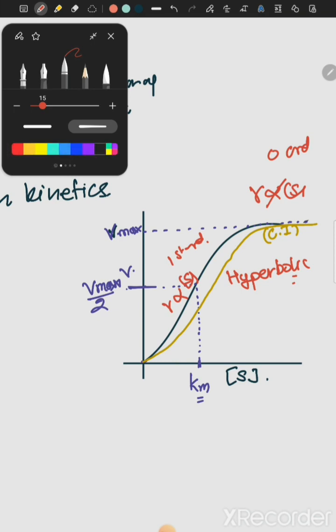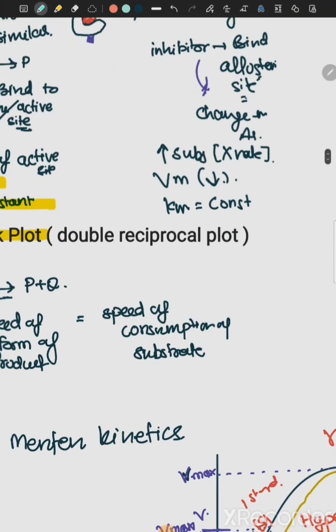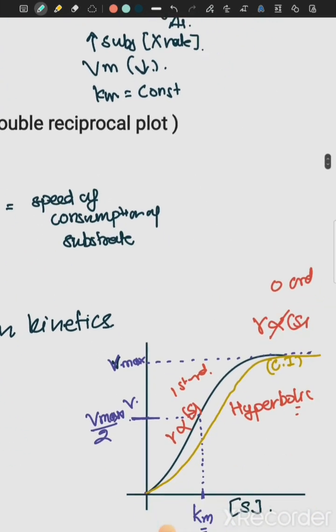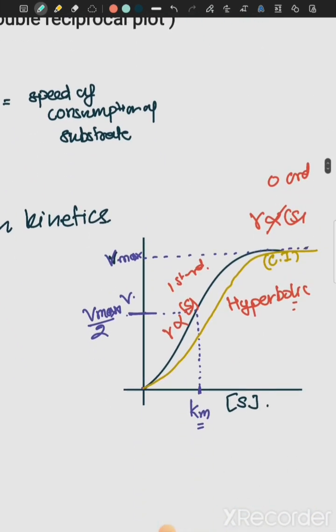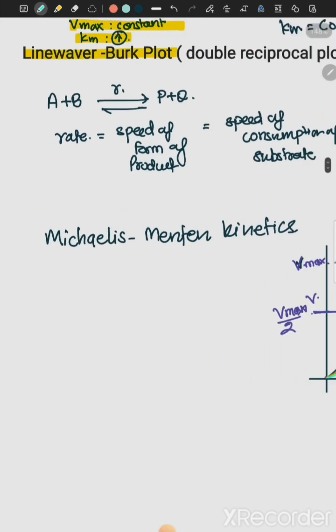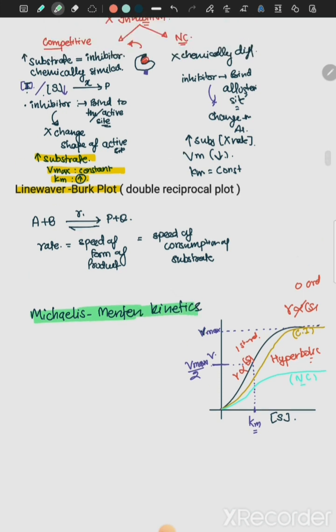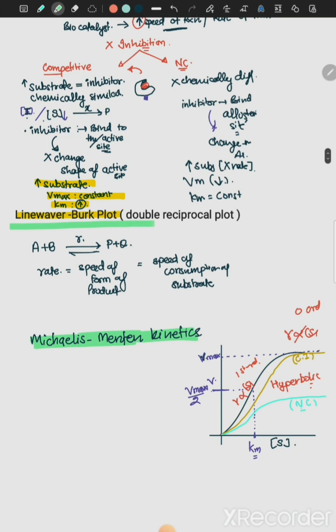In case of non-competitive inhibitor, here Km is constant but Vmax decreases. So what does it mean? It means that the Km is constant and Vmax decreases. So this one is the non-competitive inhibition. Okay, but this one is a Michaelis-Menten curve. Michaelis-Menten kinetics curve. What has been asked in the exam, that was a Lineweaver-Burk plot, double reciprocal.